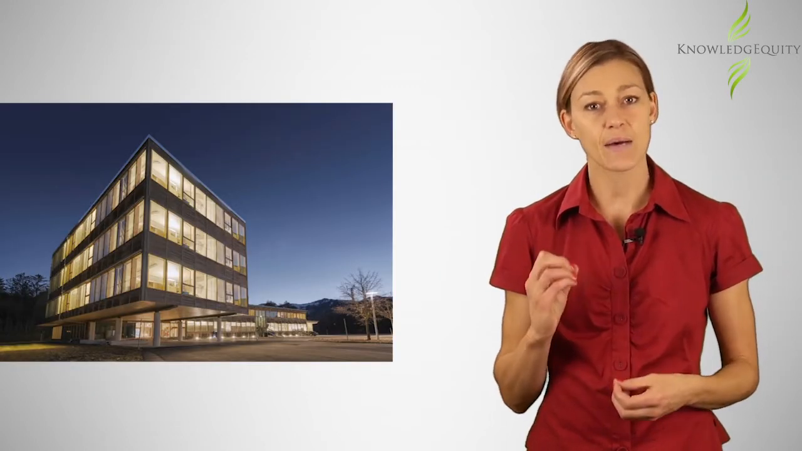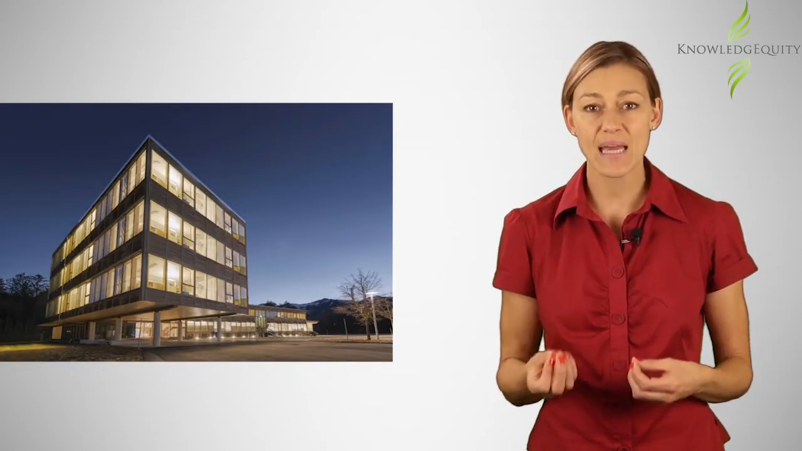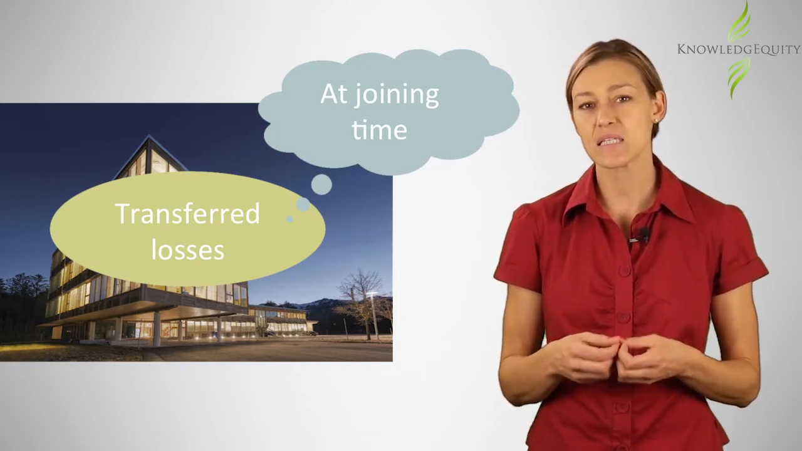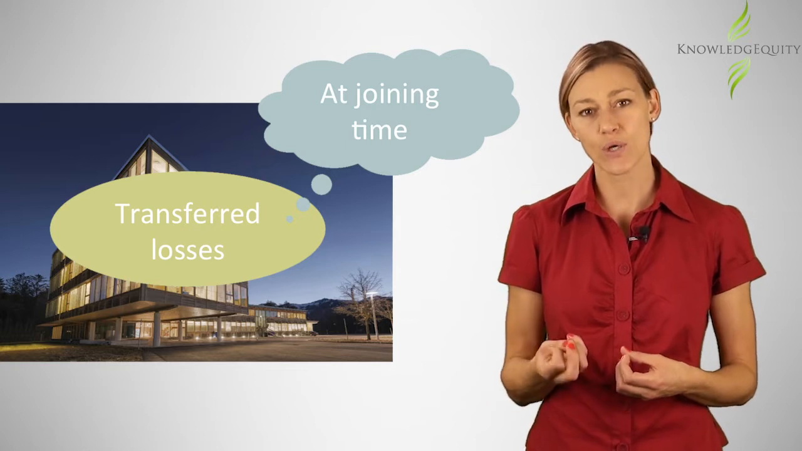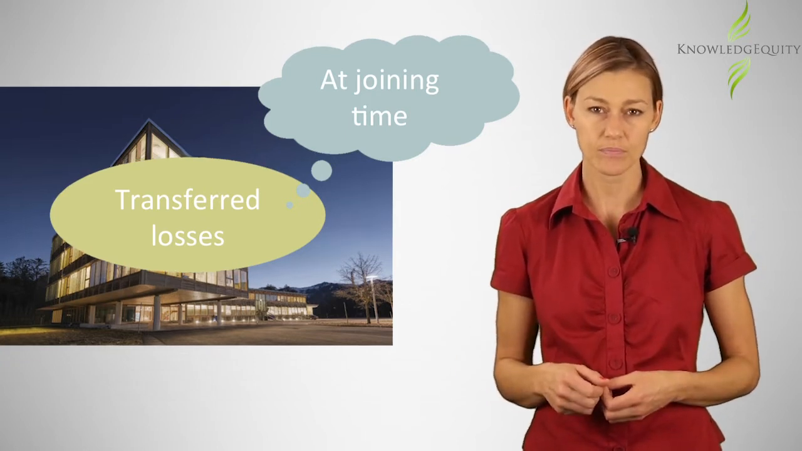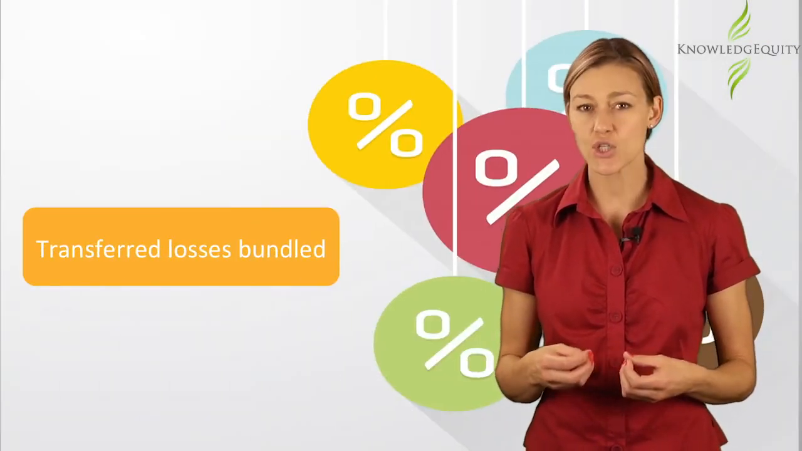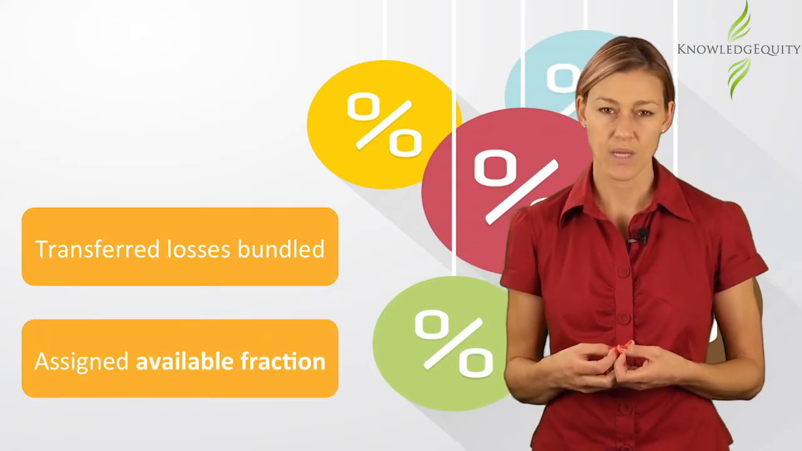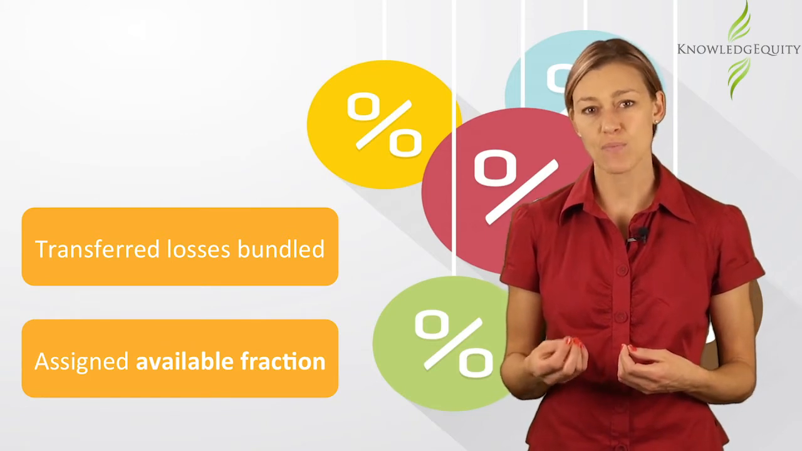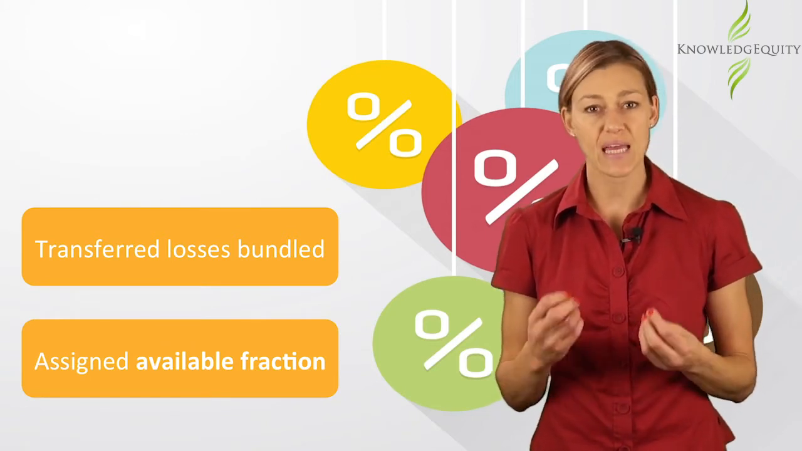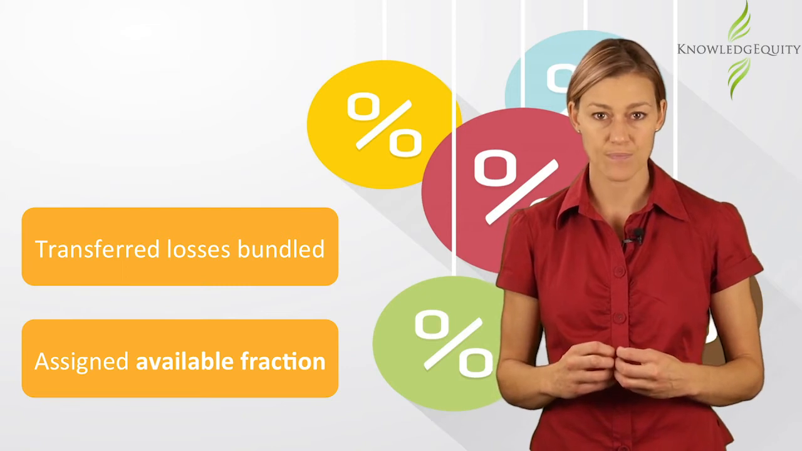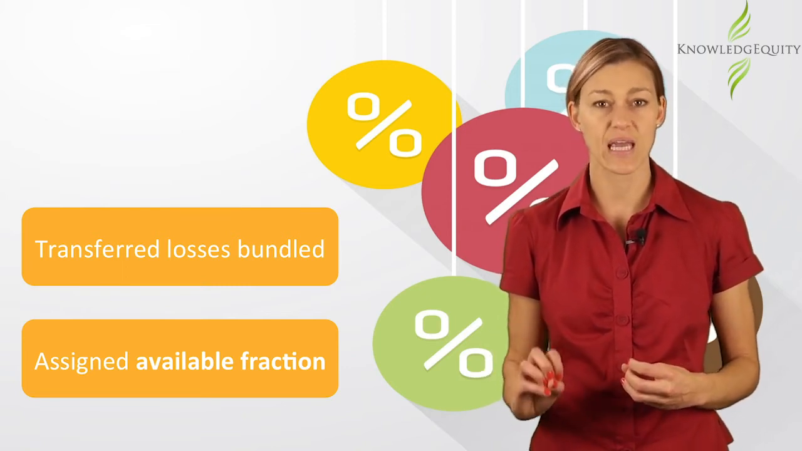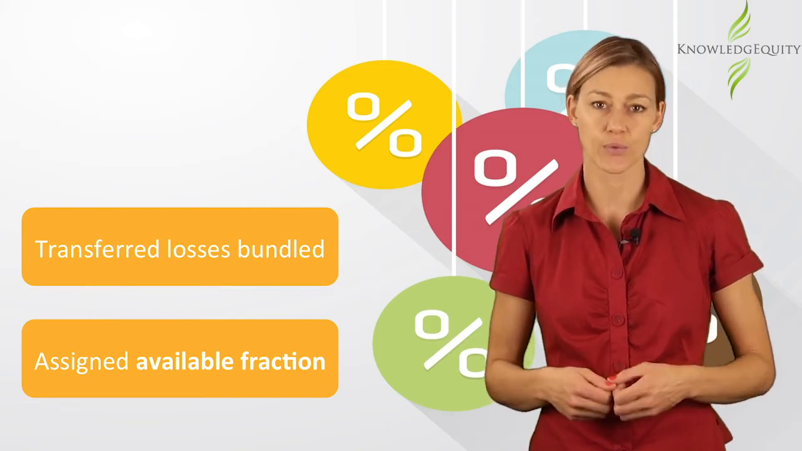Alpha, as the head company, is now treated as having made the transferred losses at joining time and must apply any existing group losses before the transferred losses of the same type. The transferred losses of each joining entity are bundled and assigned an available fraction. The available fraction for each loss bundle regulates the rate at which the head company can recoup those losses, by reflecting the rate at which losses would have been recouped by the joining entity had they not entered the group.